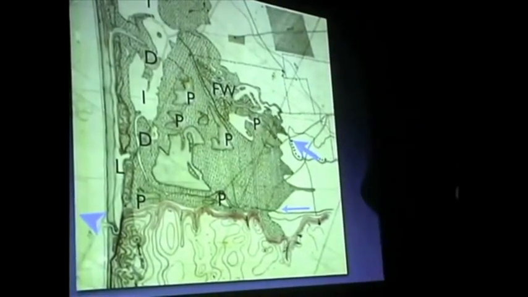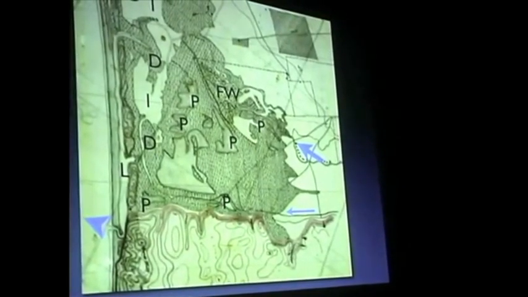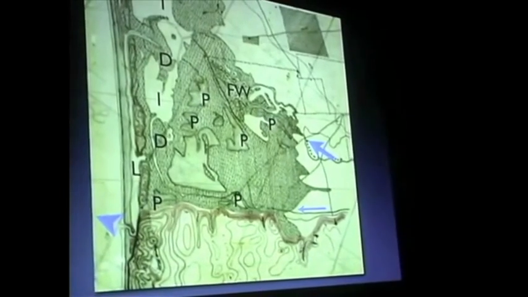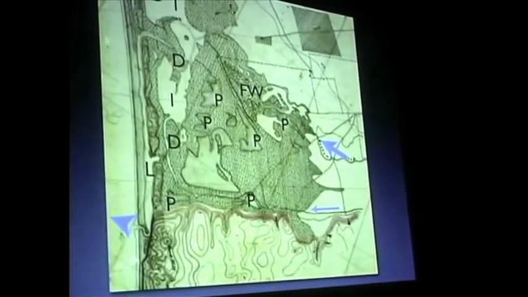And so we go and we digitize all this, put it in the computer so that we can overlay these features, assign them values, assign them certainty. How certain are we of the habitat type? How certain are we of the habitat location?